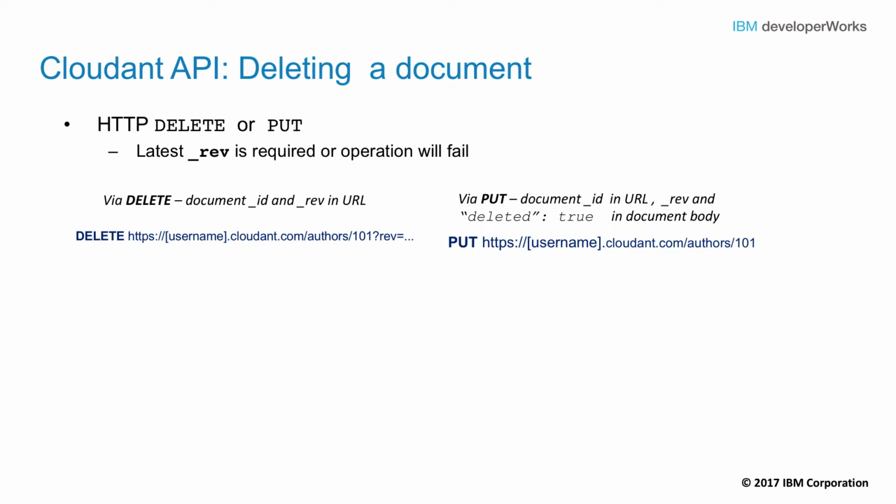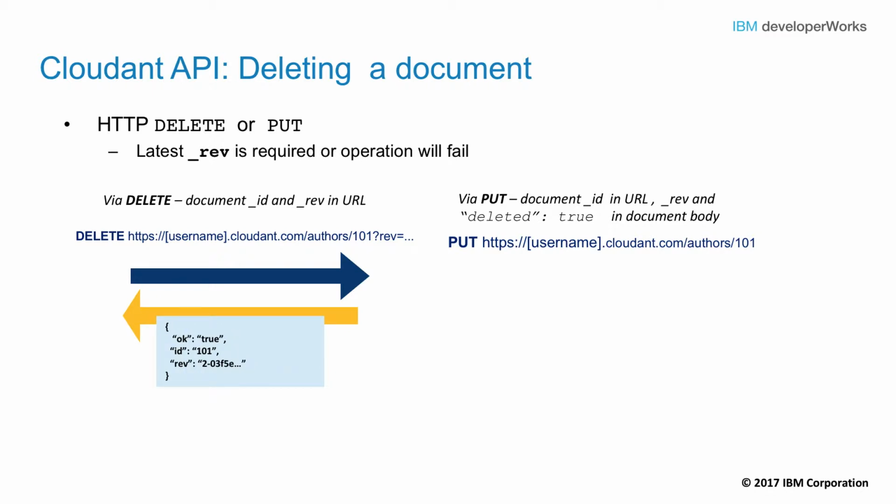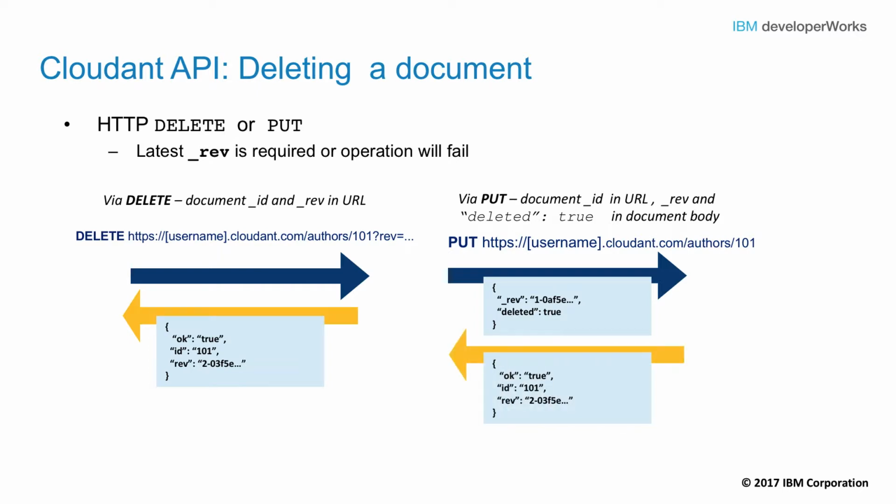A delete requires an ID and the latest _rev. If you use HTTP delete, then the ID and rev must be in the URL. If you use put, you place ID in the URL and rev and deleted true in the document.